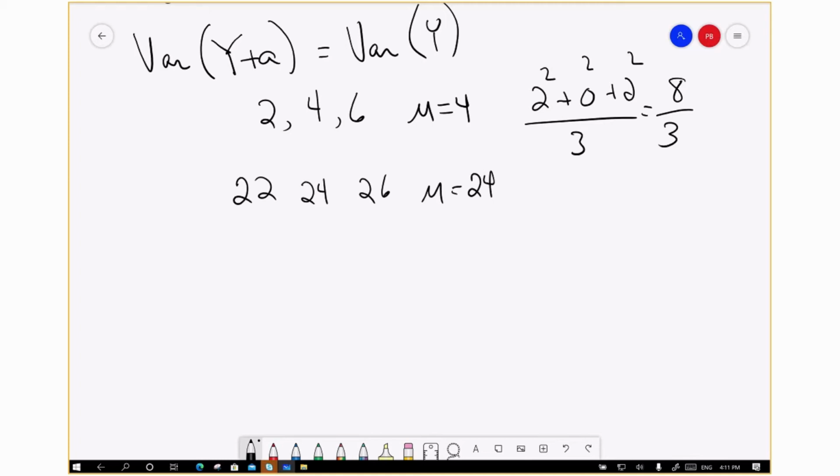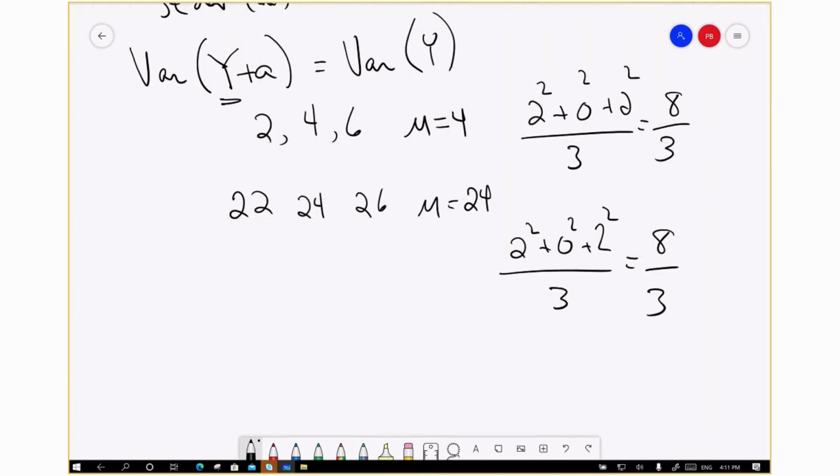So let's calculate the variance once again. What's the variance? It's the mean of the squared deviations. So it's going to be 2 squared plus 0 squared plus 2 squared over 3, which is equal to 8 over 3. So I've shown the point: if you've got a random variable y and you add some constant to each individual in that series, the variance of the new variable that's created is going to remain unchanged.